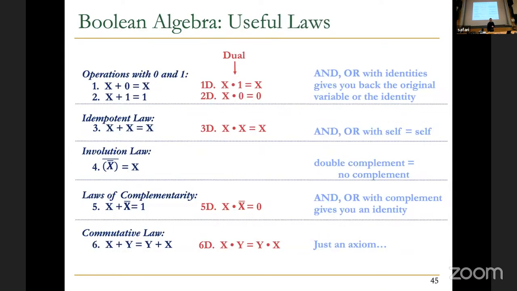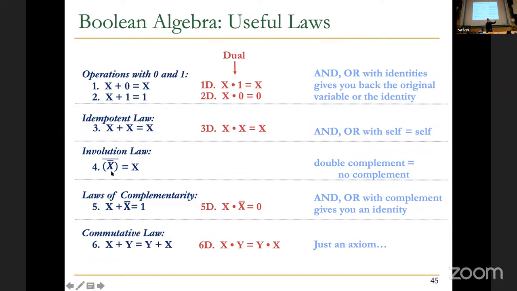Okay, what else? This is the dual, basically. X OR zero is X, X AND one is X. Basically, these are two duals. These are duals because we replace OR with AND and zero with one, right? And the other way is also true. I'm not going to talk about all of these. Idempotency is X or X is X, X and X is X. These are also duals. The dual of this is itself, basically.